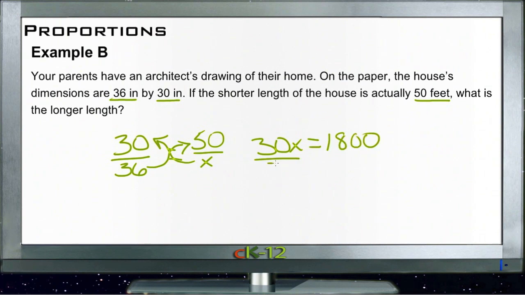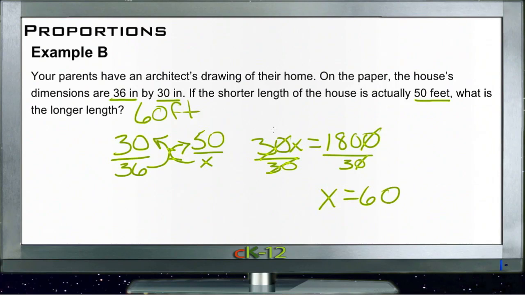Then we need to divide both sides by 30. That'll cancel. Divide by 30. Divide by 10. 180 divided by 3, 60. So we get x equals 60. So the longer length would be 60 feet. 30 compares to 36, the same way that 50 compares to 60.